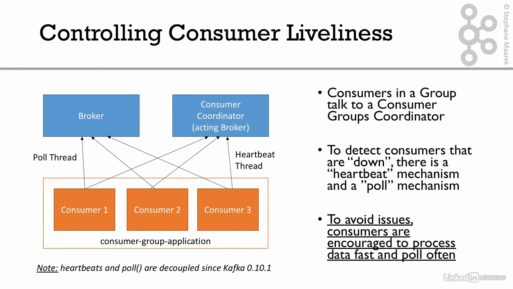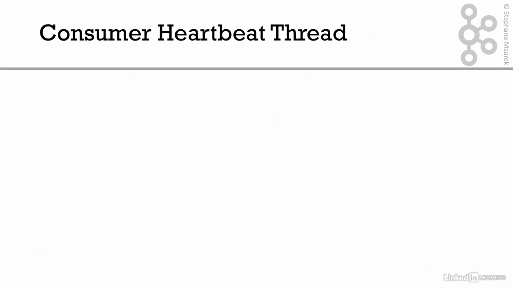So to avoid issues, and to make sure that these two threads are correctly functioning, it is super encouraged to process data fast and poll often. Otherwise, you're going to get a lot of rebalances. Now let's go and do a deep dive into each of these mechanisms.